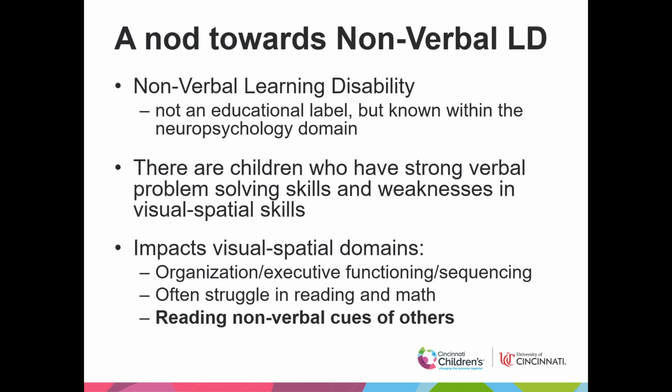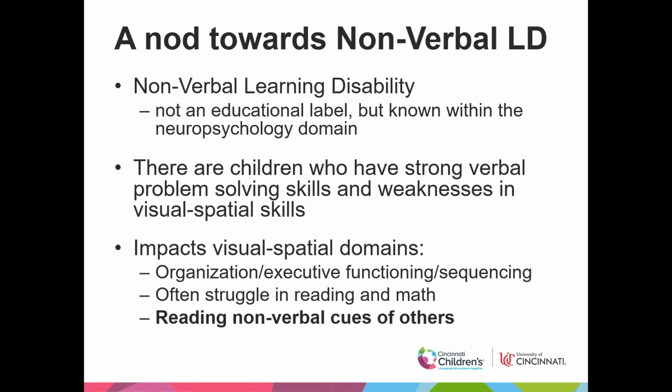Another kind of mimic can be what's called nonverbal learning disability, which is not an academically minded disability per se. It's not an educational label, but more known in the neuropsychology realm. So your verbal skills are very good. Your weakness is in visual spatial skills. So these kids may have some motor delays. They may be more clumsy, but they struggle more with puzzles, but they can talk you through stuff.